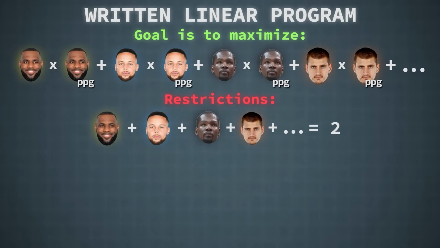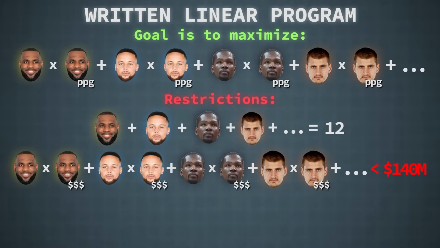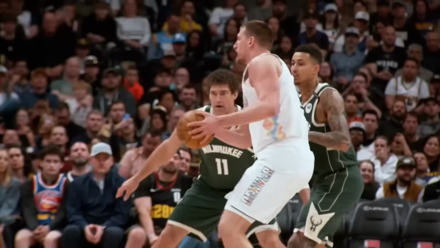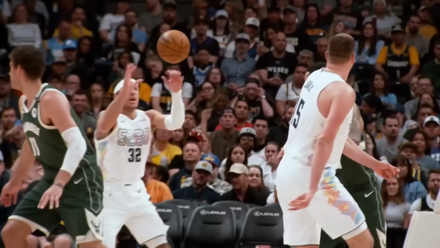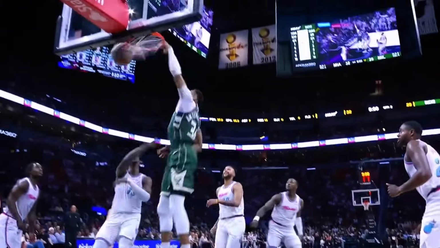Now we will switch the roster rule to exactly 12 players, and we add a salary constraint. The sum of the chosen players' salaries must stay under the NBA salary cap, which was about $140 million last season. This means that we cannot just pick the 12 best players in the world, which makes sense since their salaries would be too much for a single team to pay.